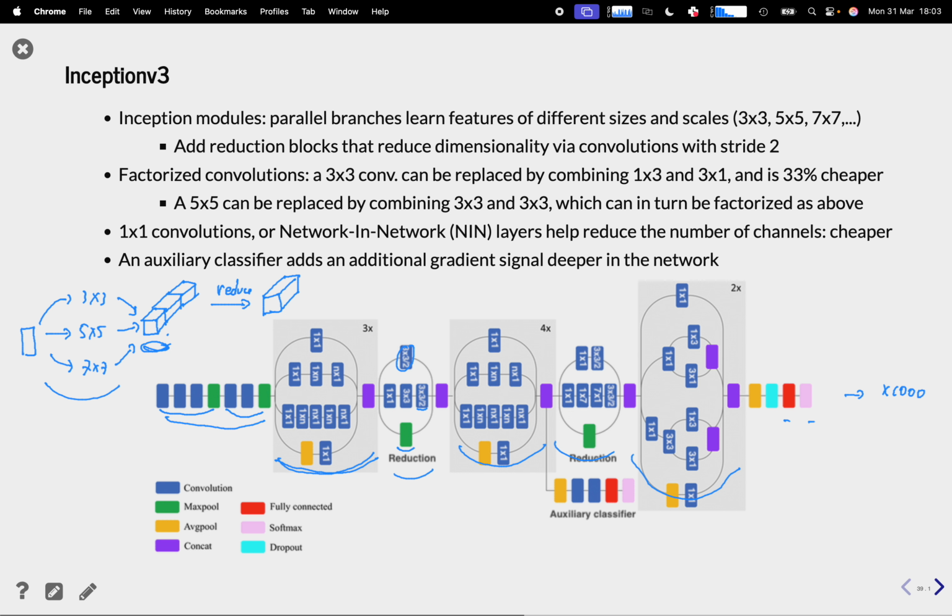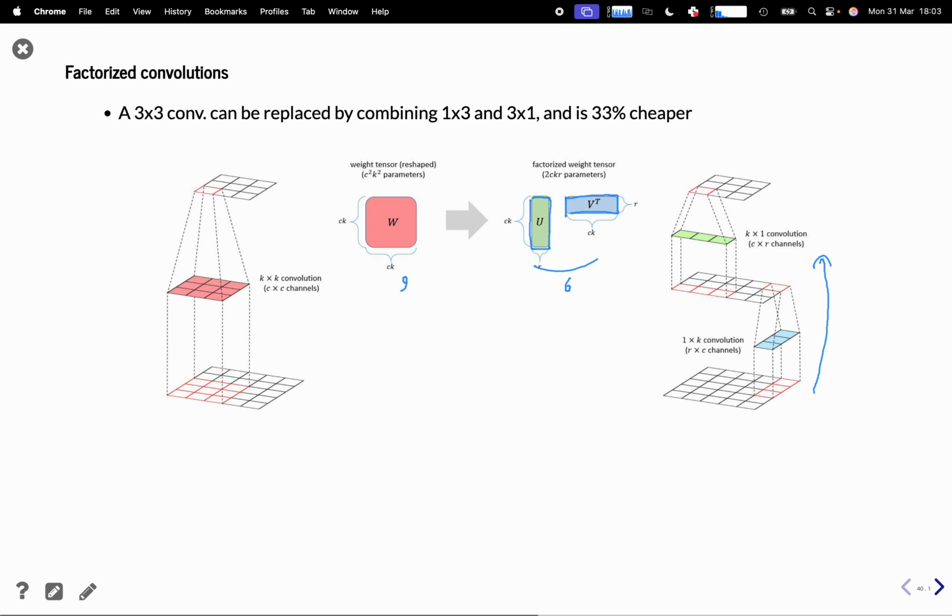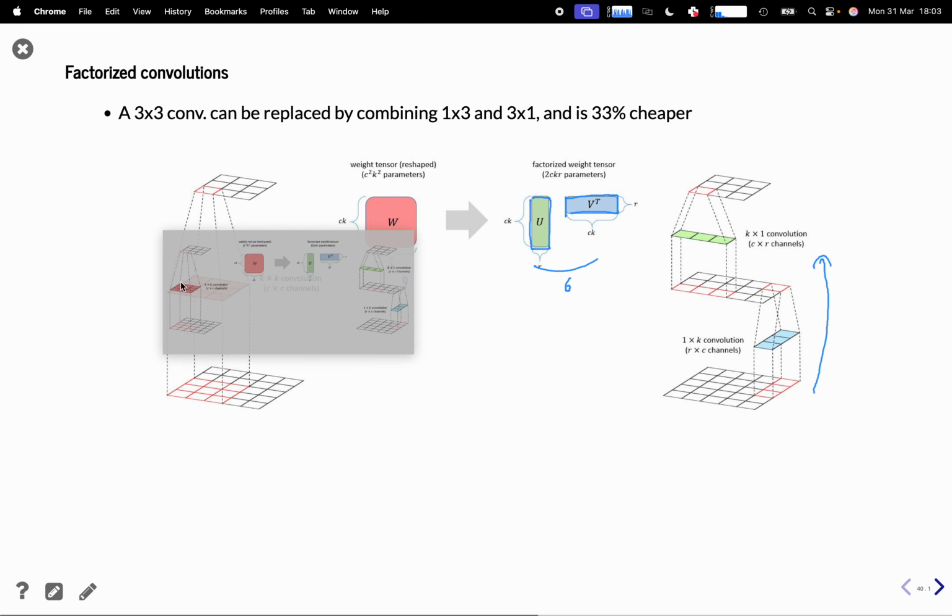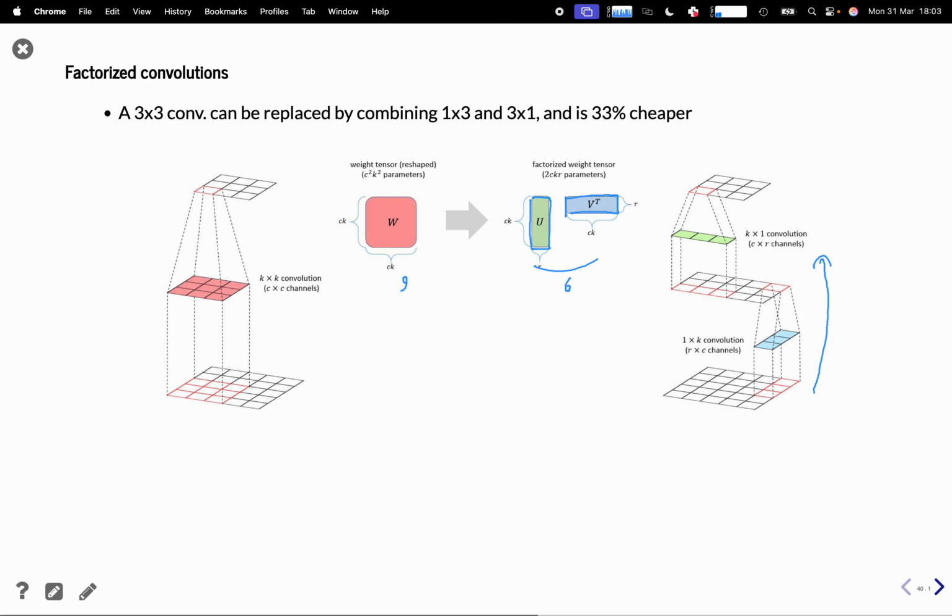First of all, as you see, this is not a normal 3 by 3. This is actually a 1 by 1, 1 by 3, and 3 by 1. And this is called a factorized convolution. And this is explained a bit more here. So in a normal 3 by 3 convolutional kernel, this is your 3 by 3 convolutional kernel, and you would move this over the image. This is the input, this is the output.